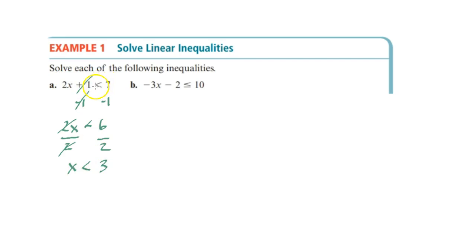Now, we want to express our solution possibly in 3 different forms. There's set builder notation, interval notation, and graphically. Now, typically with an equation, if we had like x equals 3, which would be the solution to 2x plus 1 equals 7, you would be done. There's nothing else to do. But with inequalities, there's 3 different ways we may want to express our solution.